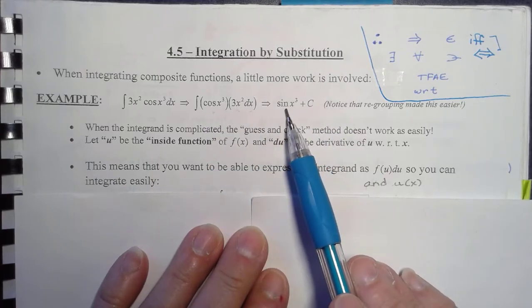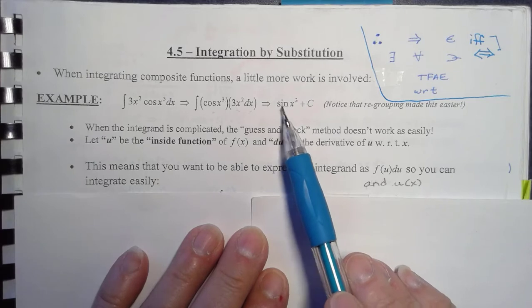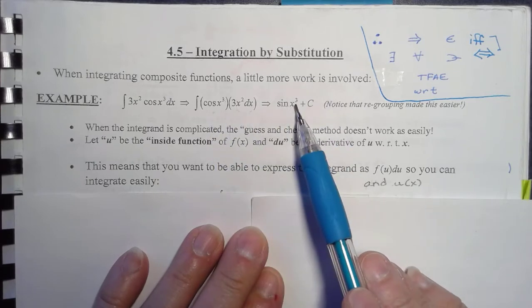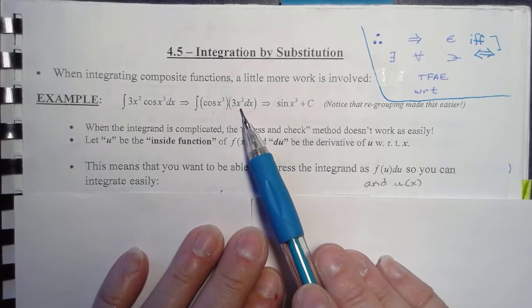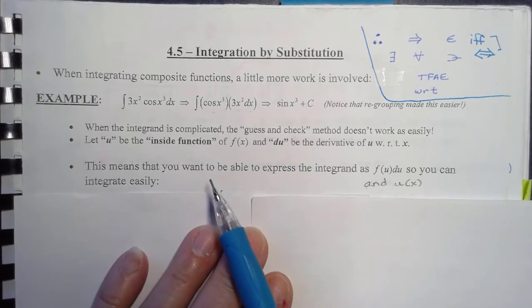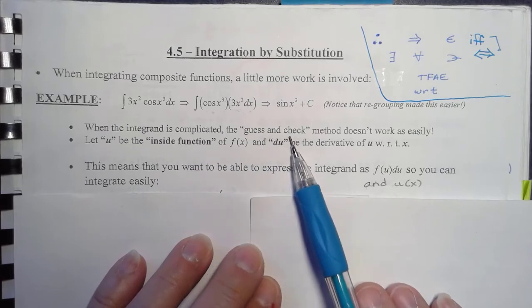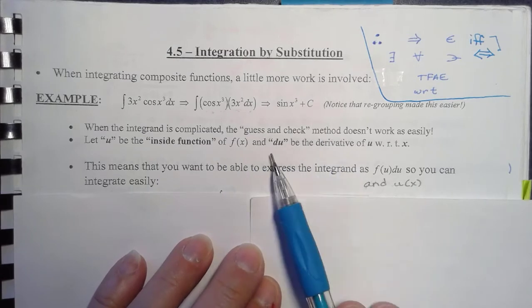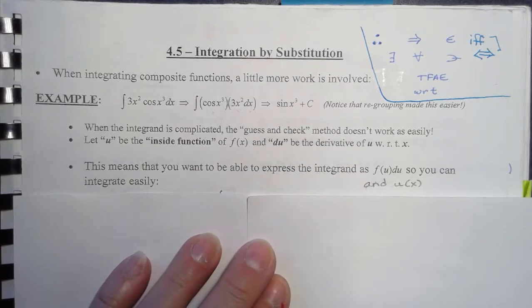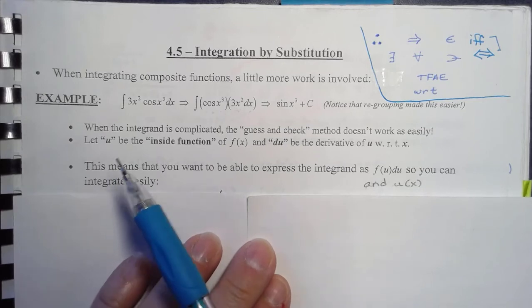Let's just do a little check on that. Derivative of sine is cosine of x cubed times the derivative of x cubed, which is 3x squared, in differential form dx. So when our integrand is complicated, the guess and check method that you've tried up to this point really doesn't work easily. So we really need to go to our u-substitution that we learned when we started taking derivatives.